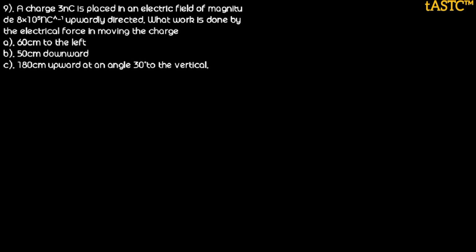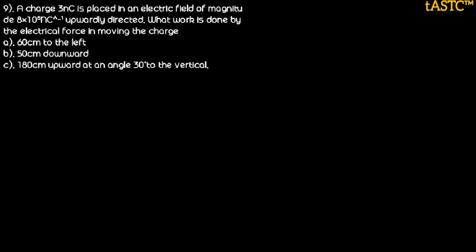Now here is the ninth question. A charge, 3 nanocoulombs, is placed in an electric field of magnitude 8 multiplied by 10 to the 5th newton per coulomb, upwardly directed. Now what work is done by the electric force in moving the charge 60 cm to the left, 50 cm downward, and 180 cm upward at an angle of 30 degrees to the vertical?